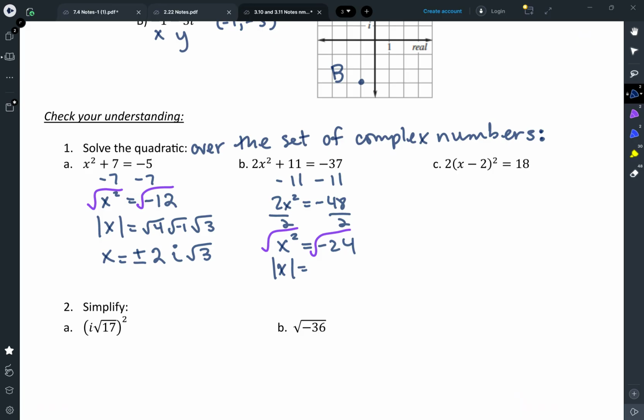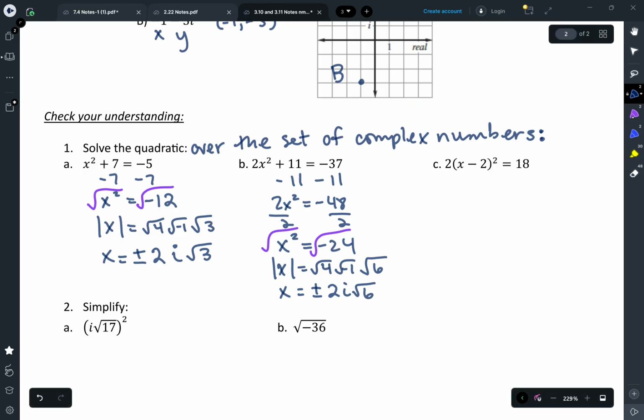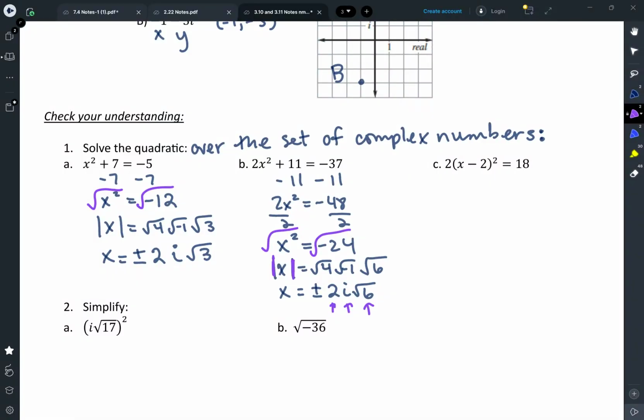So 4 divides into 24, so I'm going to make it square root of 4, square root of negative 1, and it's 4 times 6, so square root of 6. So x is going to equal plus or minus 2i root 6. So remember, that absolute value gets traded in for the plus or minus, and I'm really trying to make it just number, right, whole number, then the part that's left over in the root.